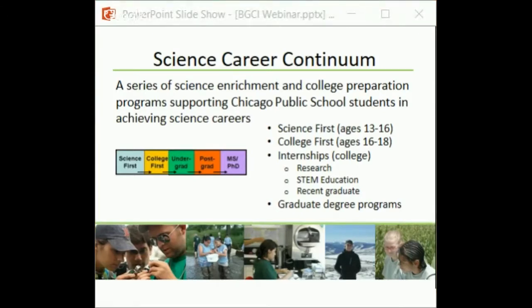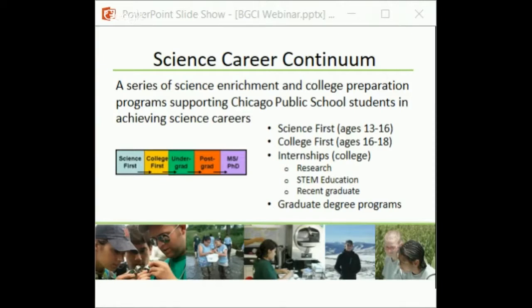I'm going to begin with the Science Career Continuum, which is a series of science enrichment and college prep programs supporting Chicago public school students in achieving science careers. The end goal of this program is to increase diversity in the sciences. It's made up of 4 program components.